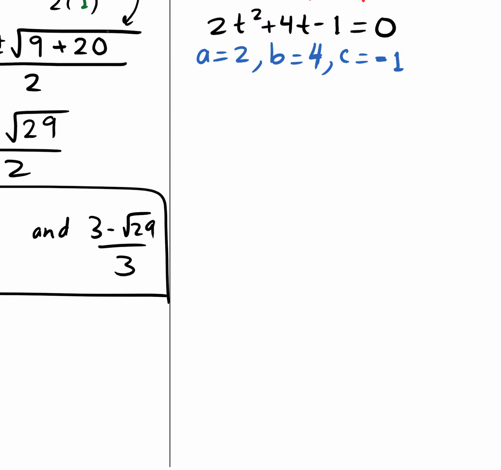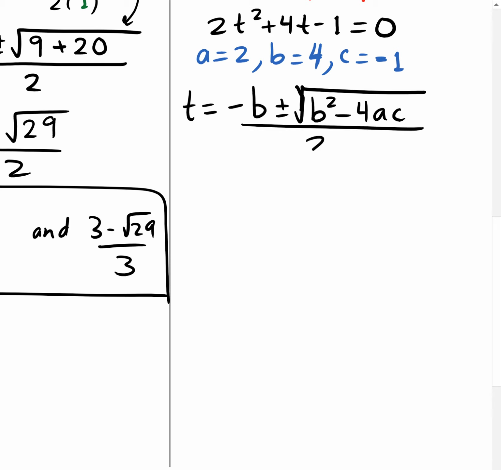Alright, now maybe just to be safe, I might write the formula out again, because I haven't seen it in a while. Usually you write x equals negative b plus or minus blah blah blah. But since our variable is t, I'm going to write t equals negative b plus or minus the square root of b squared minus 4ac over 2a. And then just replace everything. It really helps me to write the whole thing over again with blank spots for a, b, and c.